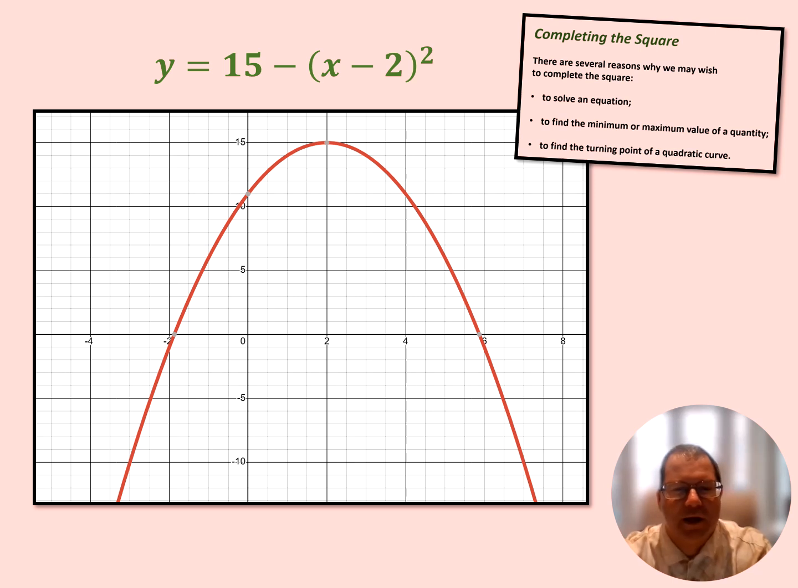For this quadratic, where the x squared term would be negative, it's already written in a completed square form. When x is 2, the bracket is 0. So the maximum value of y will be 15, when we do 15 take away 0. And that occurs when x is 2. And from the graph, we can see that that corresponds to a turning point of 2, 15. But notice this is now a maximum value of y rather than a minimum, because the quadratic curve is upside down.